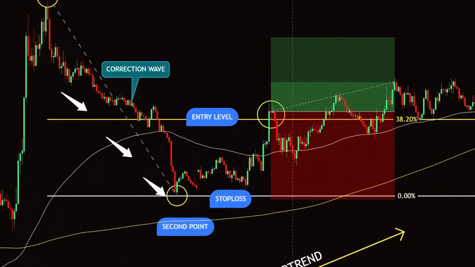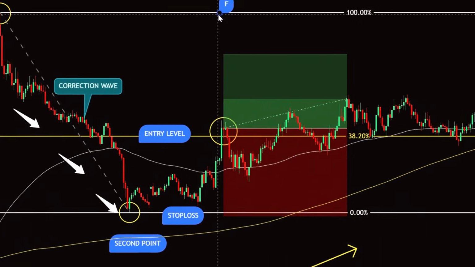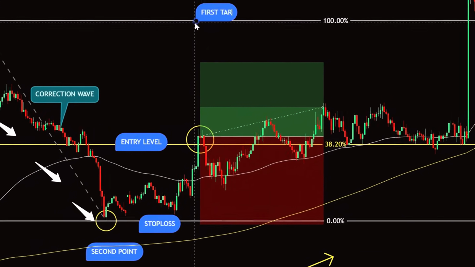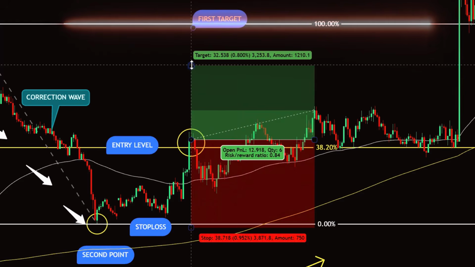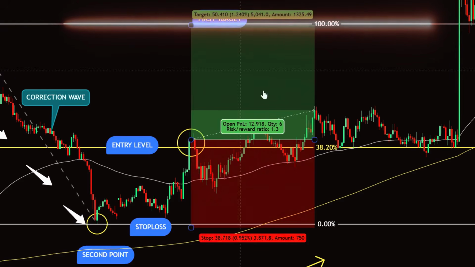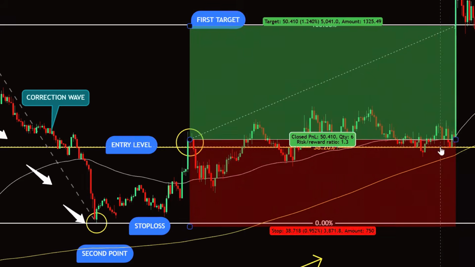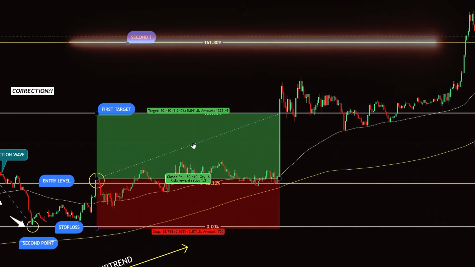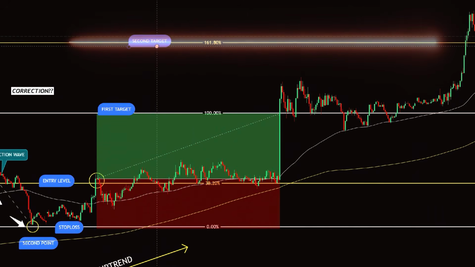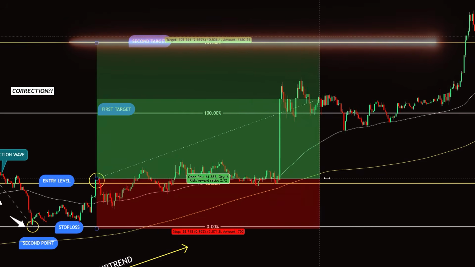For targets, the logic stays structural. The first target is the 100% level. That's the previous swing high where price originally reacted, so it makes sense as the first area where price can pause again and where partial profits can be taken. And for runners, the extended target is the 161.8% level. That's where the momentum typically starts to exhaust. Every level has a purpose. You're not trading lines, you're trading a structure.